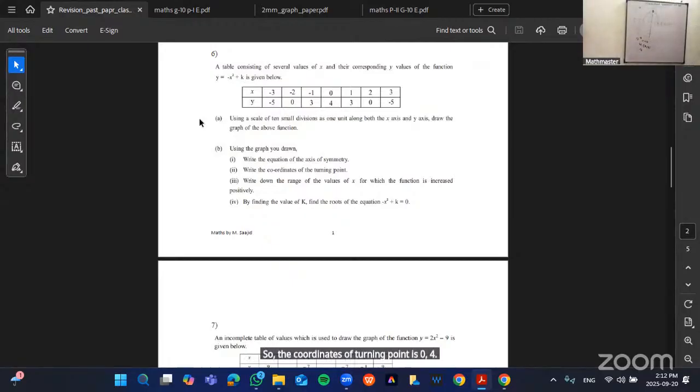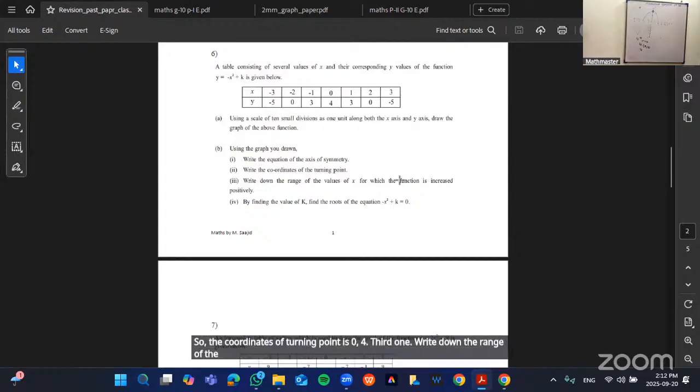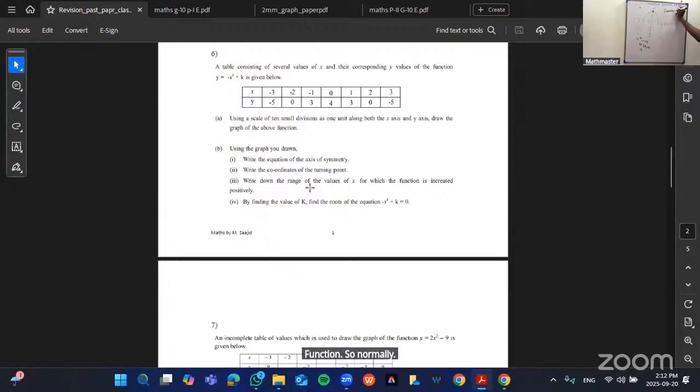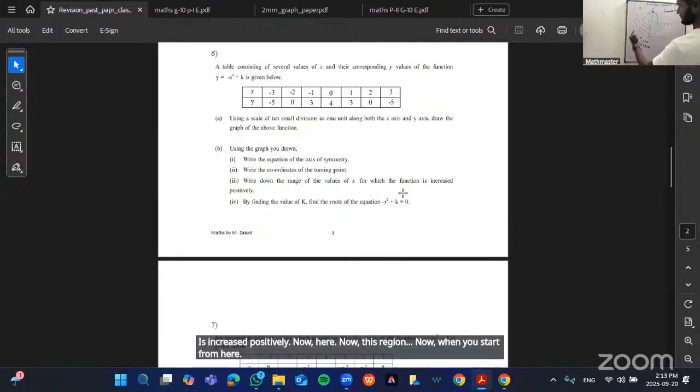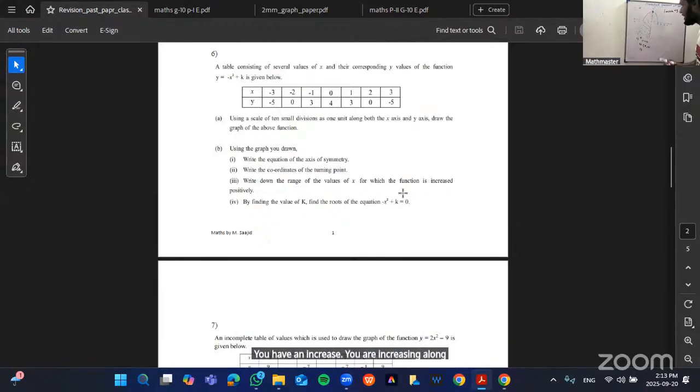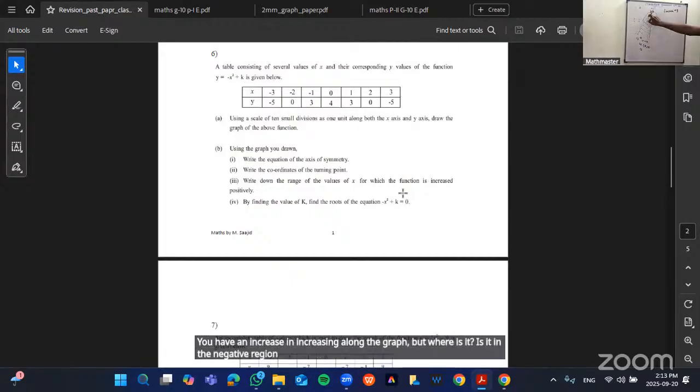Third one: write down the range of the values of x for which the function is increasing positively. So what is called a function? Normally this word function means y. So here they say the function is increasing positively. When you start from here, you are increasing along the graph. But is it in the negative region or in the positive region? It's in the negative region.